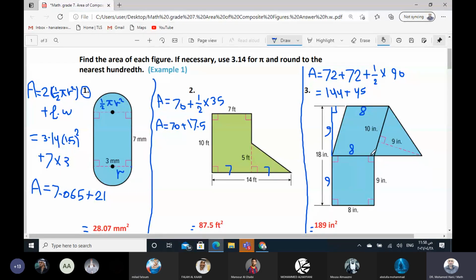Where is the height? What is the height of the parallelogram? It will be here. Or we can draw this, the same idea. This is 9, like this. 9 times 8. Okay, Milad? Okay, Mister.